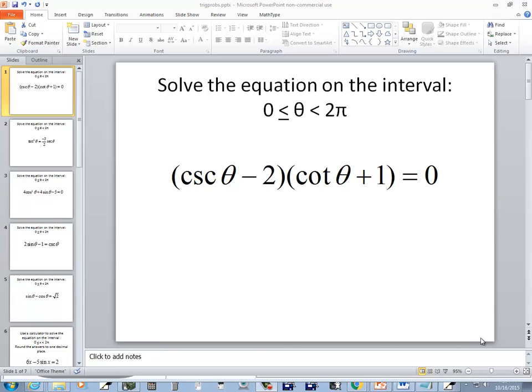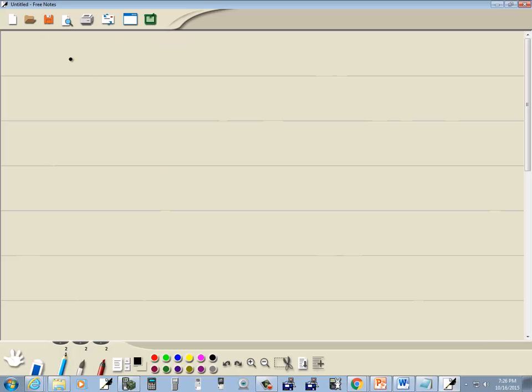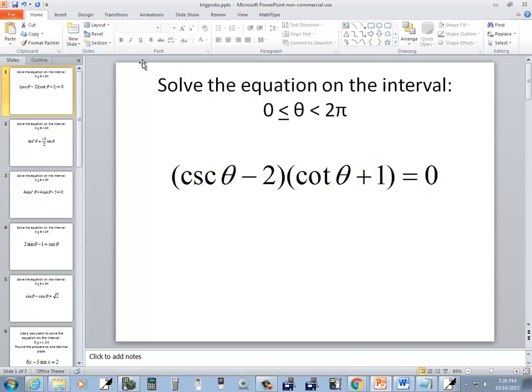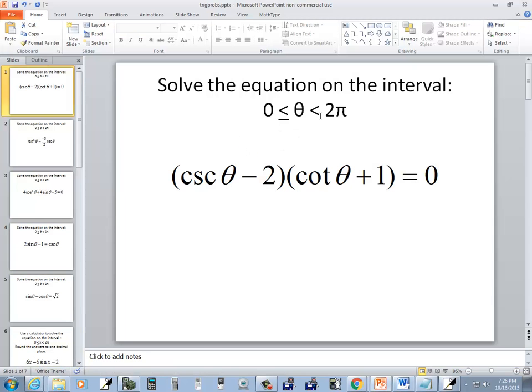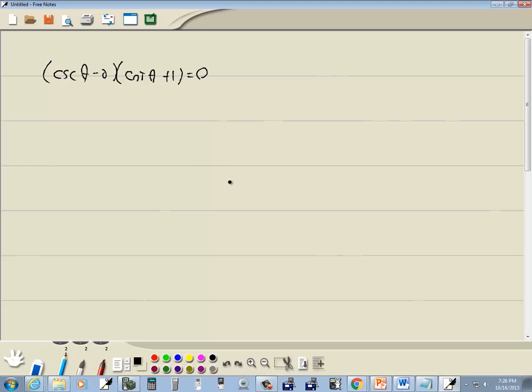Let's take a look at this problem. We got (cosecant theta minus 2)(cotangent theta plus 1) is equal to 0. And I want to find all of our answers between 0 and 2 pi. This is already factored, so I can use the zero factor property.